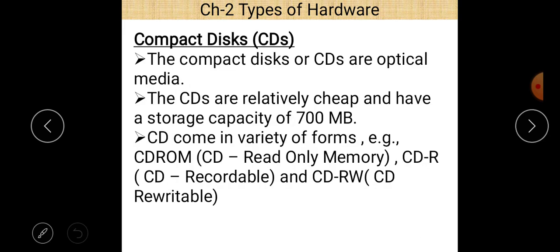So these are the points. CDs are optical media. First point: the general CD which we take from the market is around 700 MB capacity, and CDs come in a variety of forms, that is CD-ROM, CDR, recordable, and CDRW, meaning read-writable.